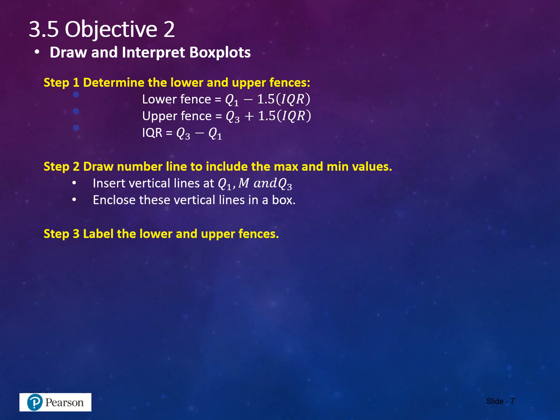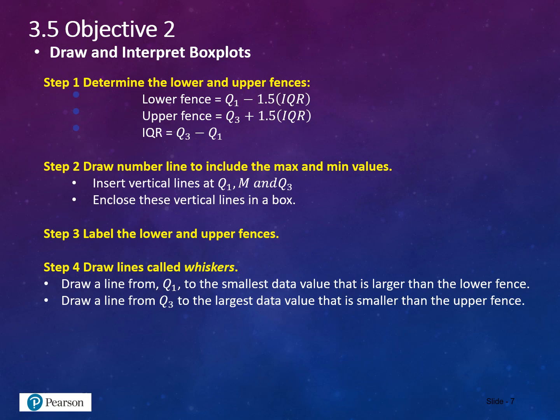Next, we need to label the upper and lower fences. We do this kind of like with a bracket or something, beside the box, horizontally from the box that we just drew in step 2. Then we draw something called whiskers. We draw a horizontal line from quartile 1 to the smallest data value that is larger than the lower fence. And we draw another line from quartile 3 to the largest data value that is smaller than the upper fence. Smaller than the upper, larger than the lower.